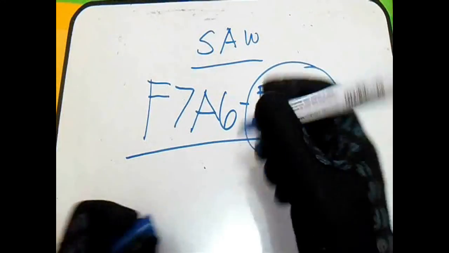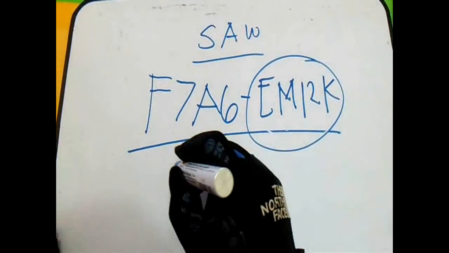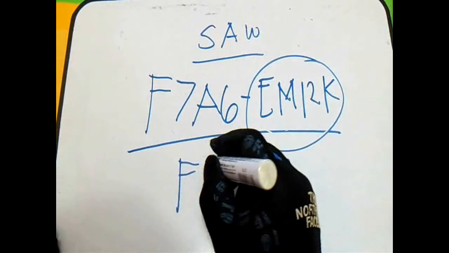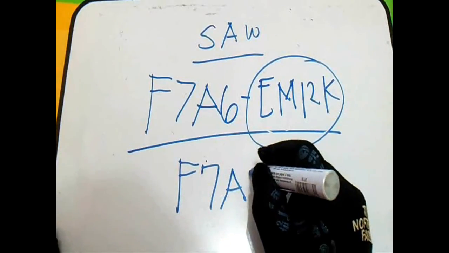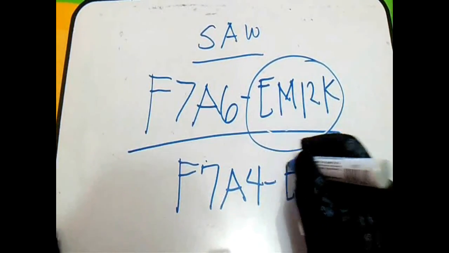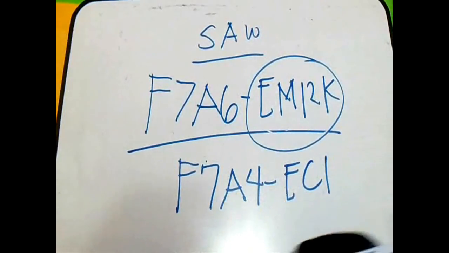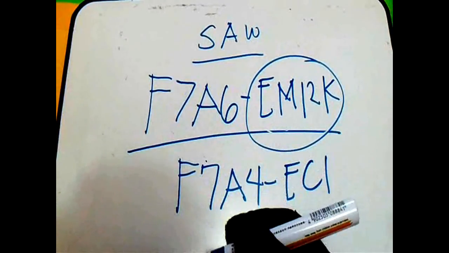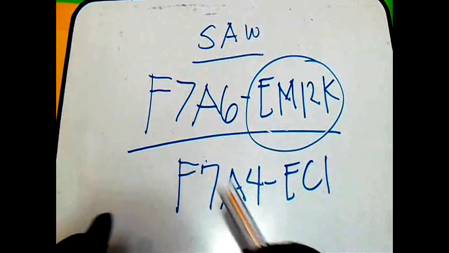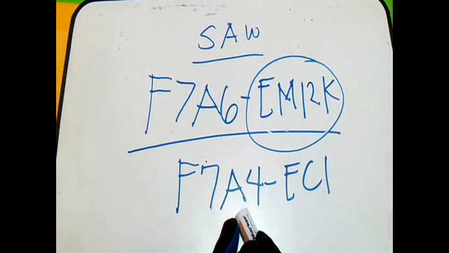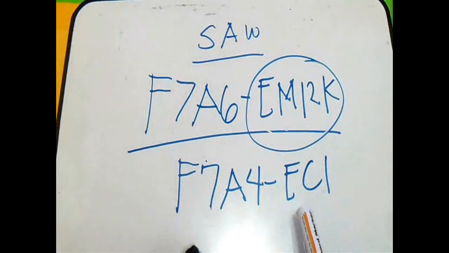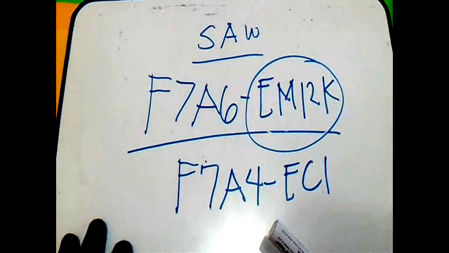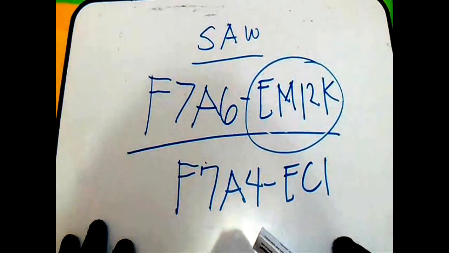And we have another example for this SAW: F7A4-EC1. F is flux, this is the tensile strength, and this is as-welded, and this 4 is for the lowest temperature. E is for electrode, a solid electrode, and C is for the composite electrode.